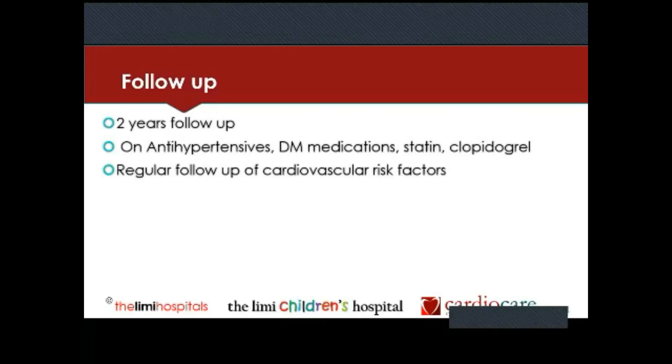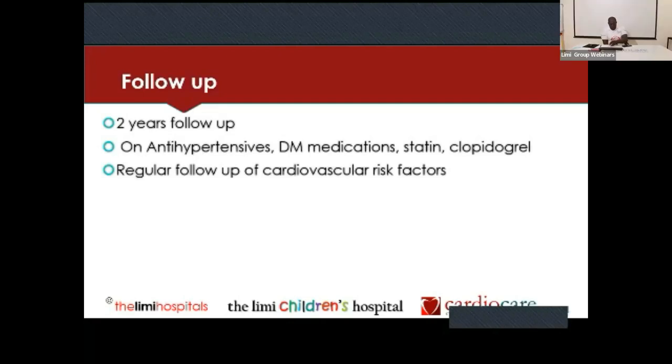We don't just wave it off and say that there's nothing. Rather, we should investigate them and treat them appropriately. So, a very interesting case, extremely interesting. Thank you very much. The patient is still on follow-up and is doing very, very well on his medication.